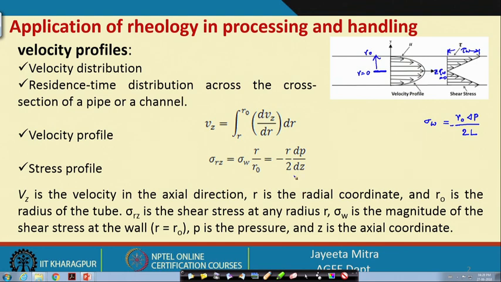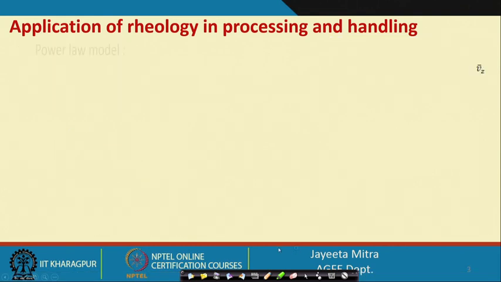Okay. So, here Vz is the velocity in the axial direction, r is the radial coordinate, r0 is the radius of the tube, sigma rz is the shear stress at any radius r, as I mentioned, and p is the pressure and z is the axial coordinate. Okay. Now, from this we will see what else we can calculate.